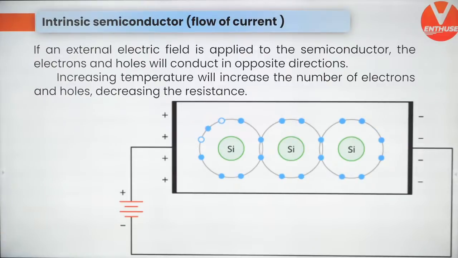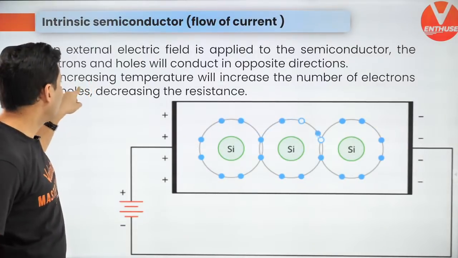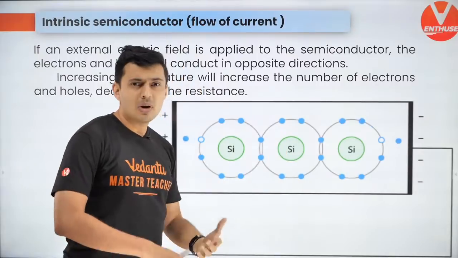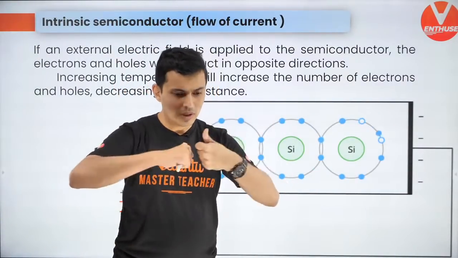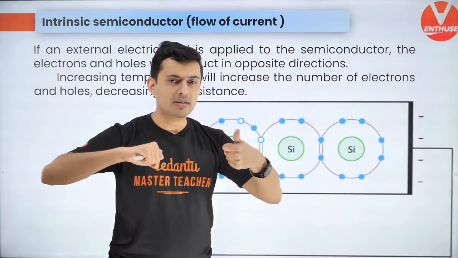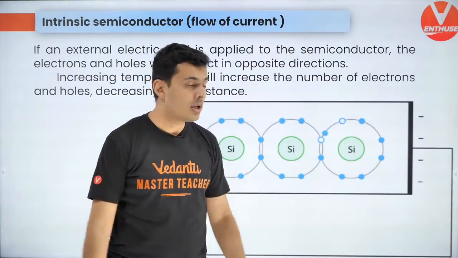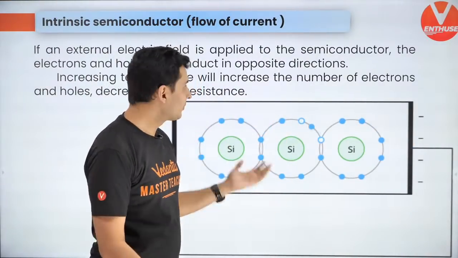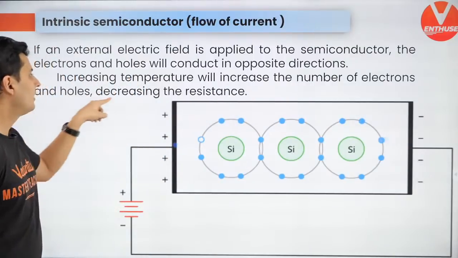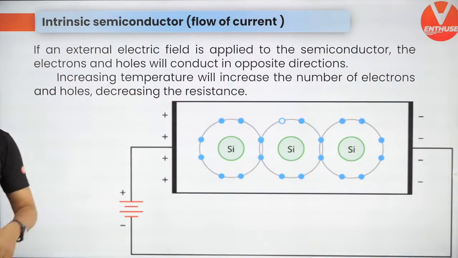Excellent. Very, very important. Now, this is also an important line. When you increase the temperature, the number of electrons and the number of holes will also increase, because more collisions, more strain of the bonds, more bonds will get broken, more electrons will be free, more holes, more conduction, and hence the resistance will decrease. Very important line.